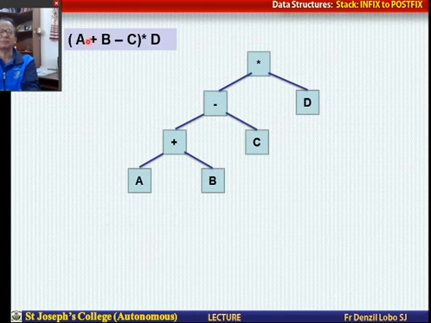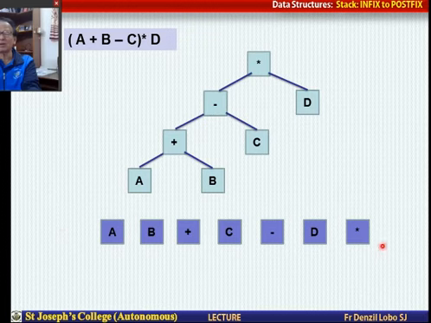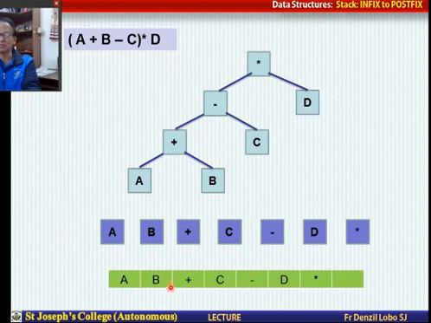Let us take one more example. For example, a plus b minus c into d. So this is my binary tree. Now I have to do the post order traversal. That means left, right, root. Then left is over. I go to right, root. I go to right, root. So this becomes the postfix expression: AB plus C minus D into. That is the postfix expression.